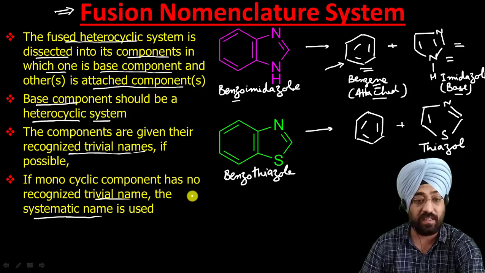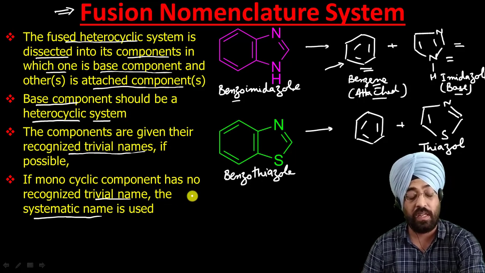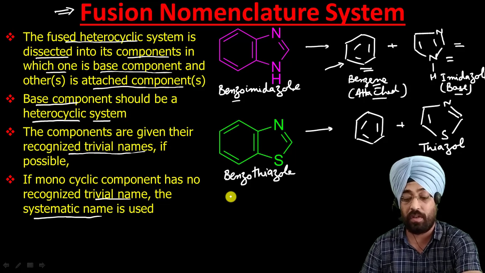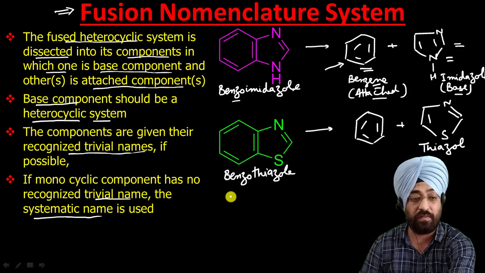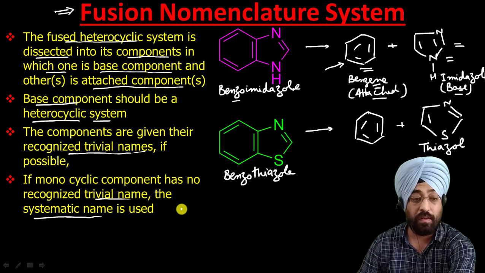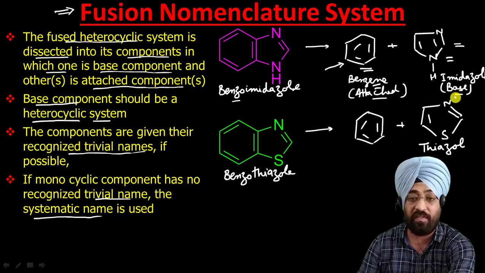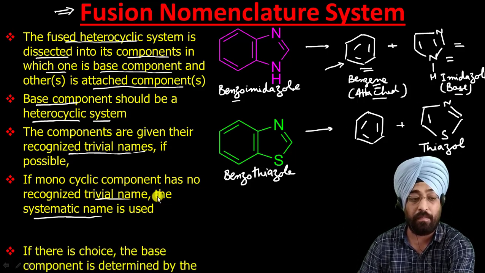We have already discussed this in my first lecture on nomenclature of heterocyclic compounds. I have given the link in the description section of that video, where you can learn how to find systematic names for a monocyclic heterocyclic compound. So first we have to see if there is any trivial name available. If that is not available, then we will try to find its systematic name.